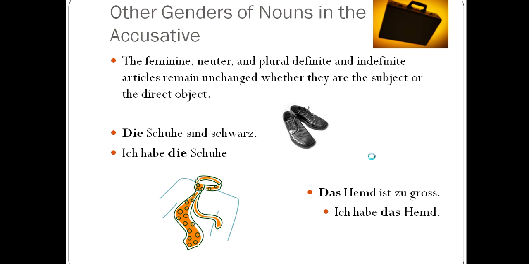Good news is you don't need to worry about the feminine, neuter, or plural, definite and indefinite articles. They stay the same. So whenever something is feminine, neuter, or plural, you do not need to worry about it. Die Schuhe sind schwarz. Ich habe die Schuhe. It stays the same. Or das Hemd ist zu groß. Ich habe das Hemd. Stays the same.